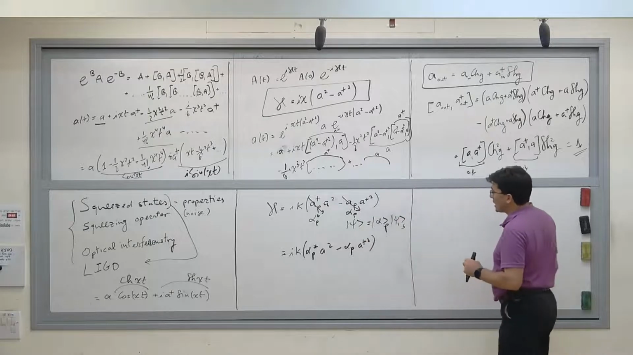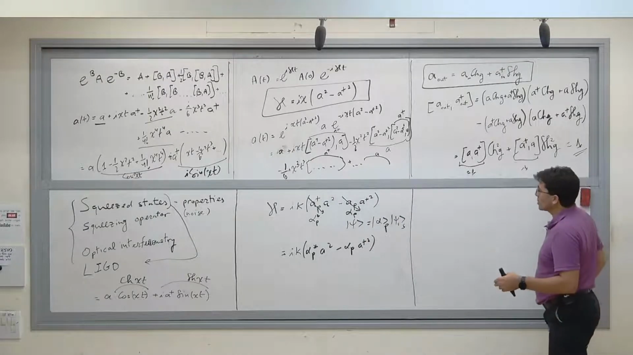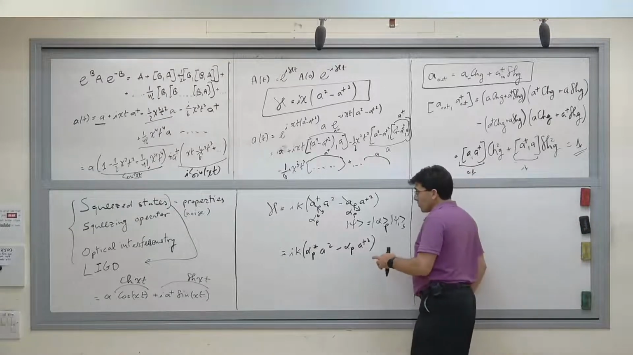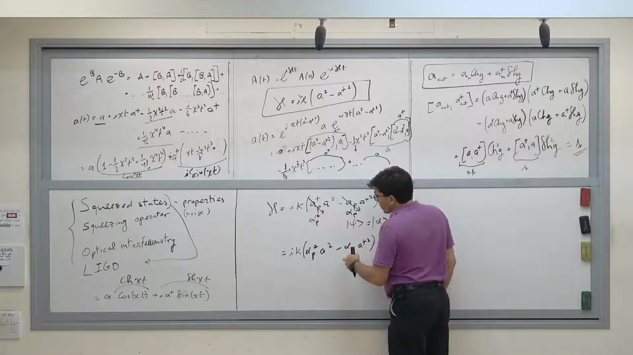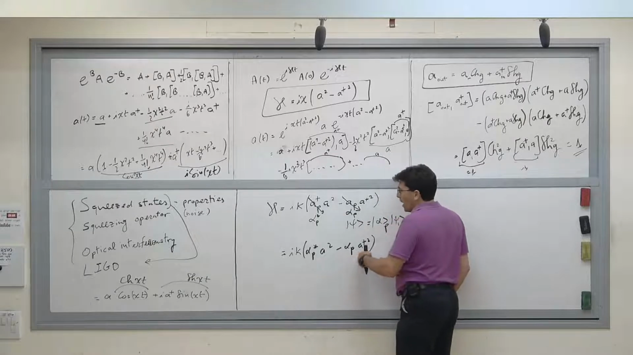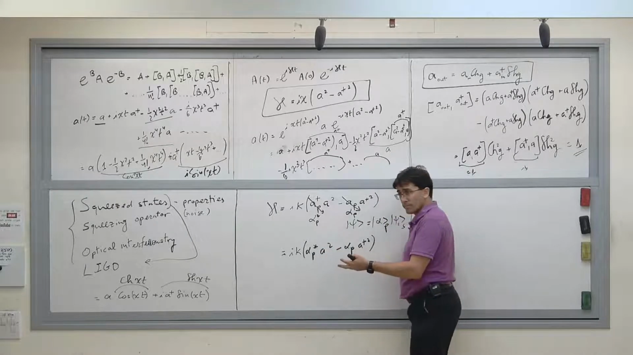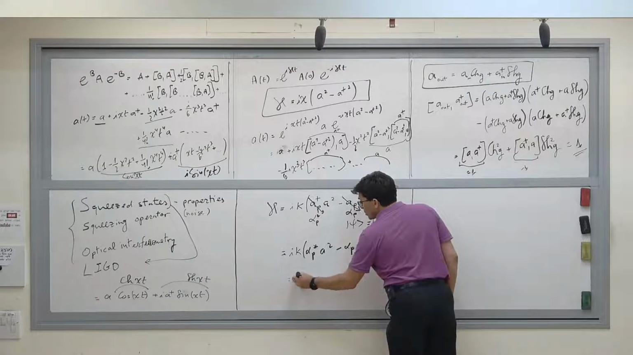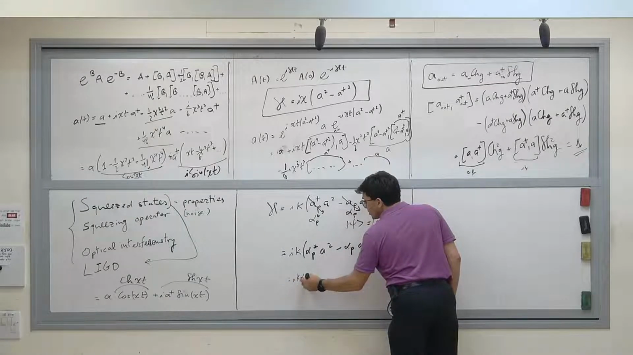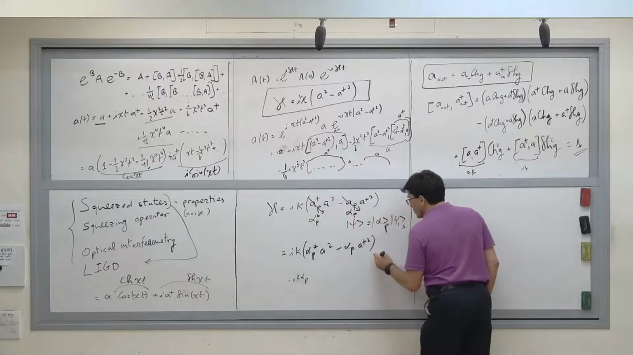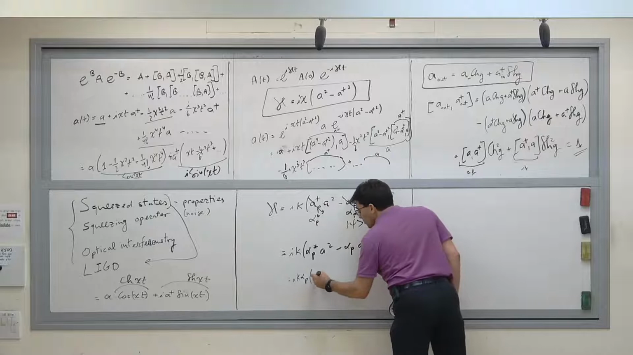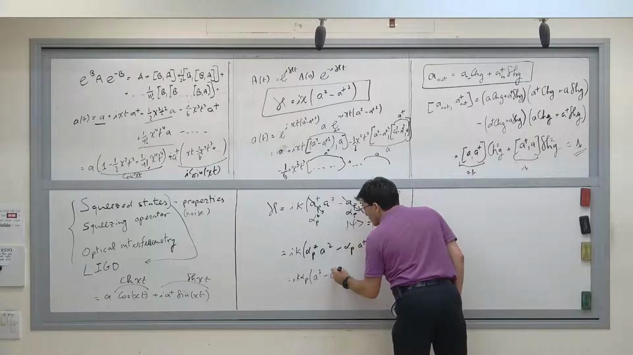And indeed, to discuss what we wanted to do, we would assume that if alpha is real, then what we have here is something times what we wanted, a squared minus a dagger squared.